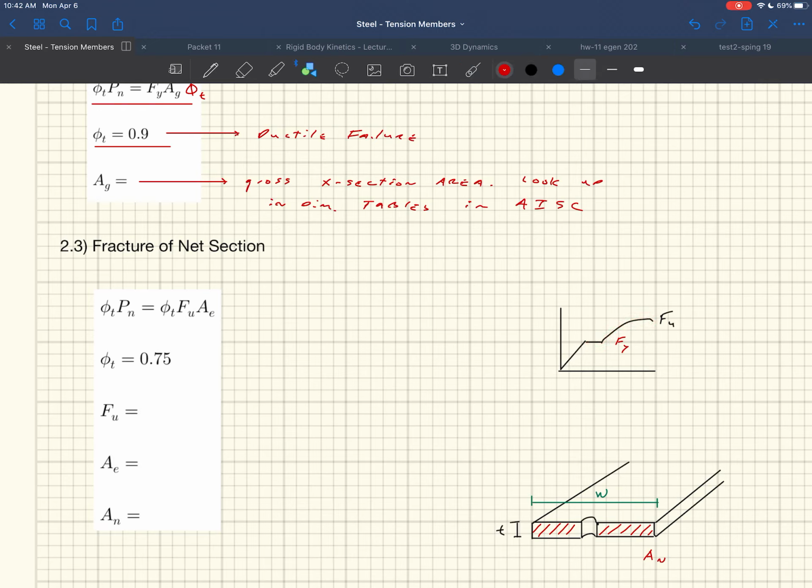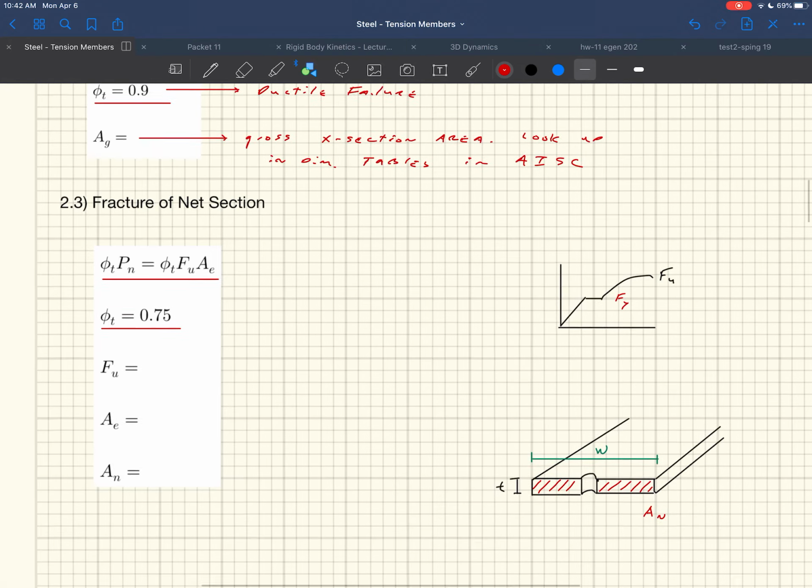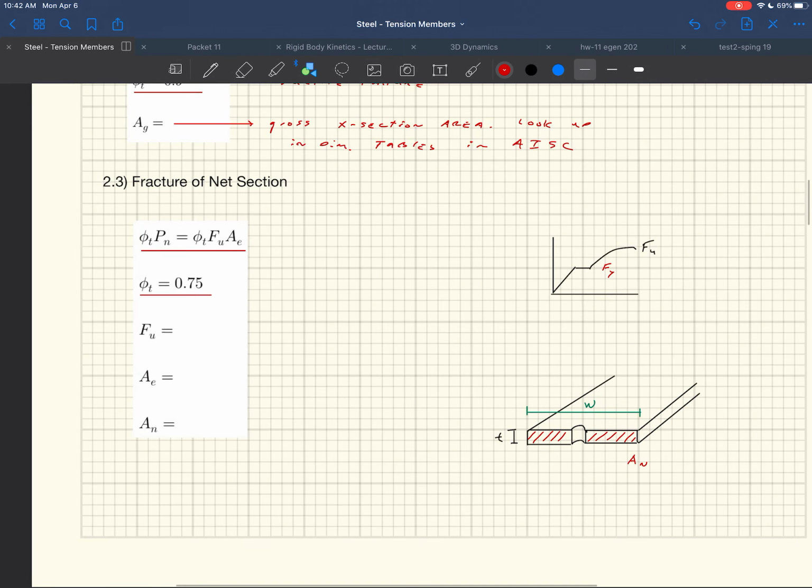So in this particular case, this is a brittle failure. When this happens, the thing rips into two pieces. There's not much warning. And so we get a phi factor. Right, so there's that equation. We get a phi factor of 0.75 instead, right? We don't get rewarded with a 0.9 like we did above because this could be a brittle failure. So we end up with a phi factor of 0.75.